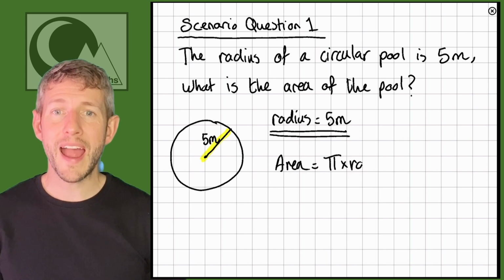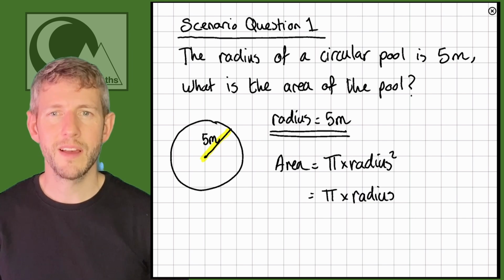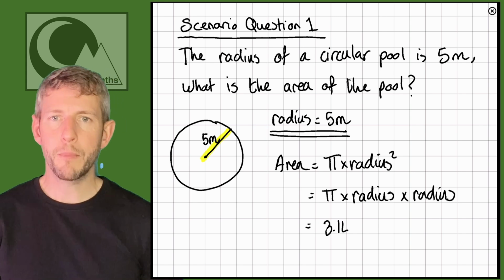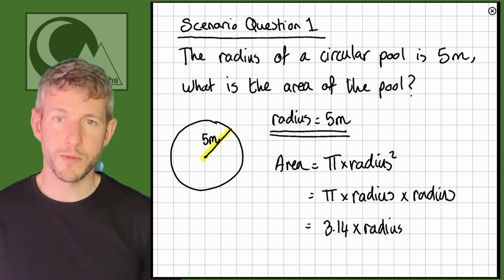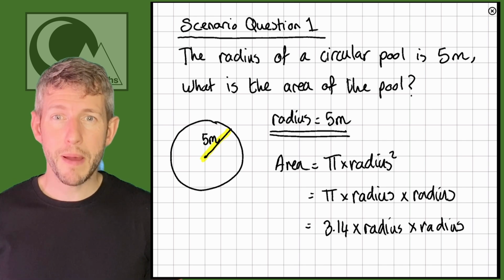Now, remember, the area of a circle equals pi times radius squared, or pi times radius times radius, or 3.14 times radius times radius. All mean the same thing. It's all just dependent on how you want to remember it.